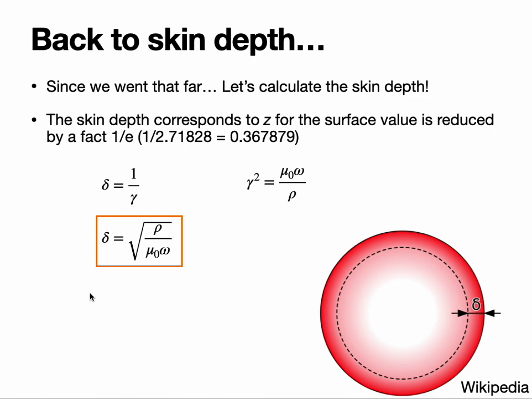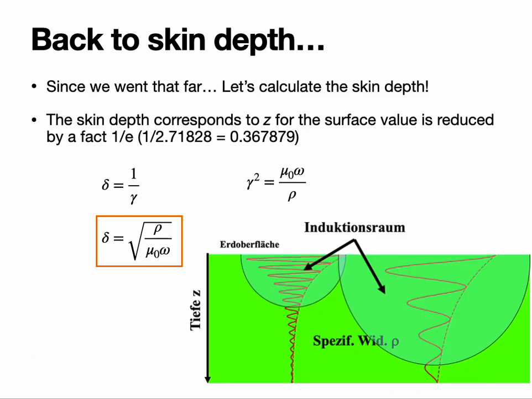So once again, we can reintroduce this previous result, gamma square equal mu0 omega divided by rho. We inject it into the definition of delta, and you end up with delta is equal to the square root of rho divided by mu0 omega. That's the skin depth, which was as defined in the first part of the lecture.